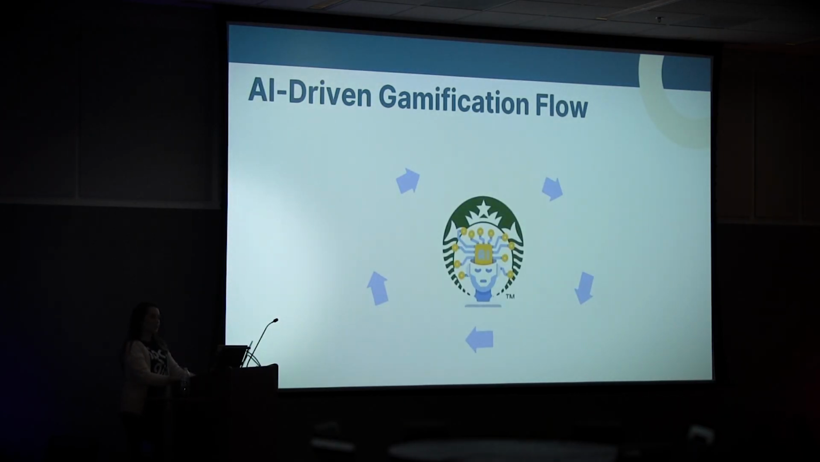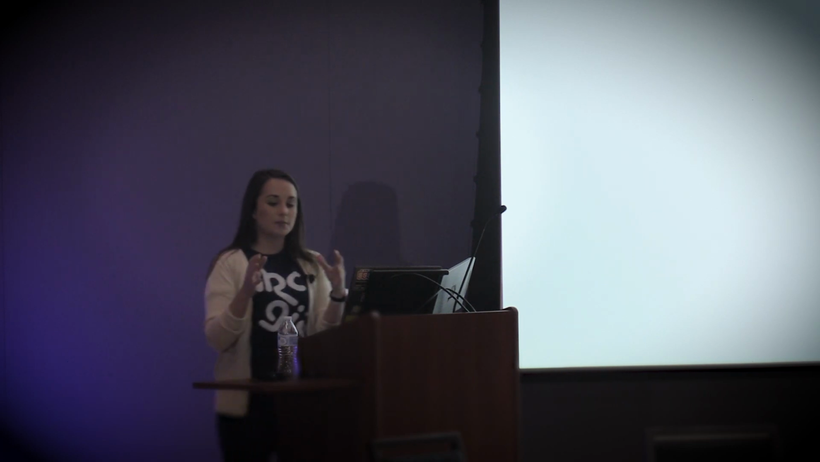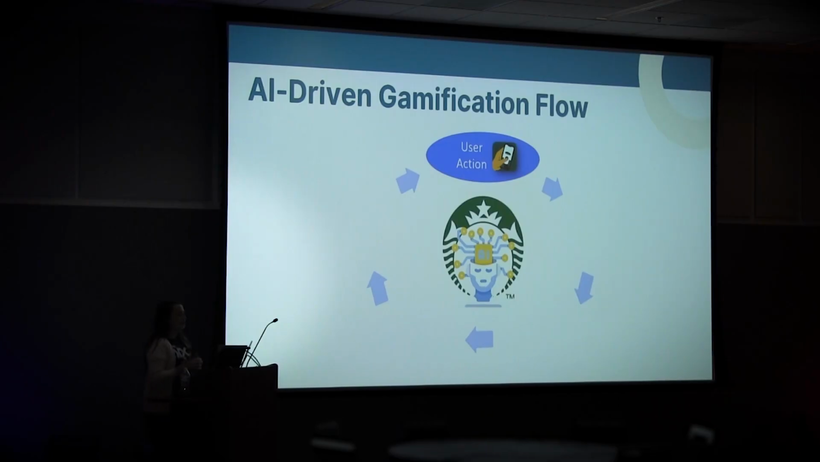All right, so going back to Starbucks. You may not have known, but Starbucks actually does use AI. It uses Deep Brew is what it's called. It's how they power their rewards program using their AI models. The first thing in this AI-driven gamification flow is starting with the user action. It all starts with what the user is doing. For instance, for Starbucks, they could be ordering a drink.